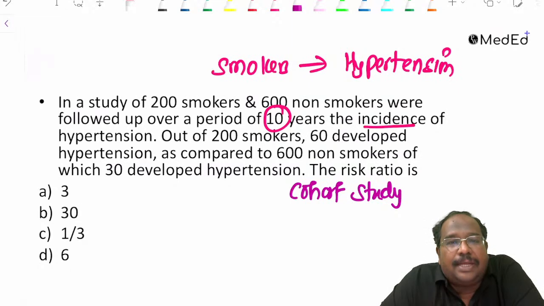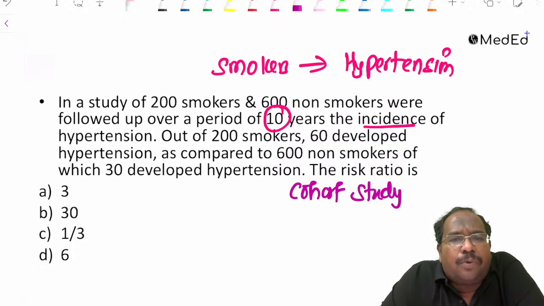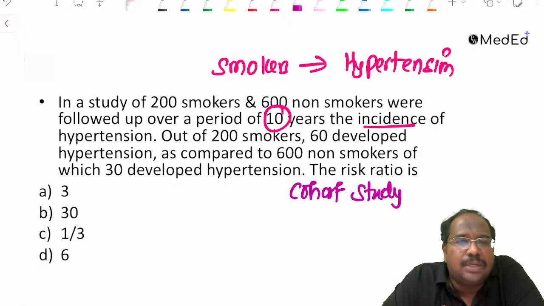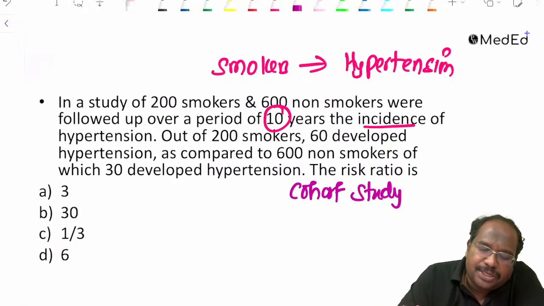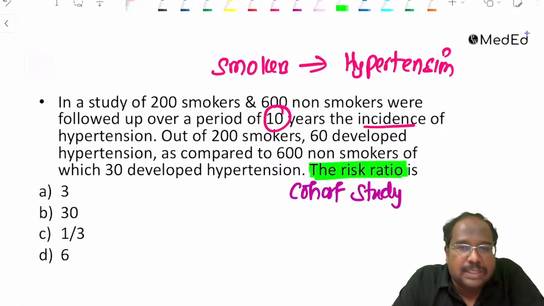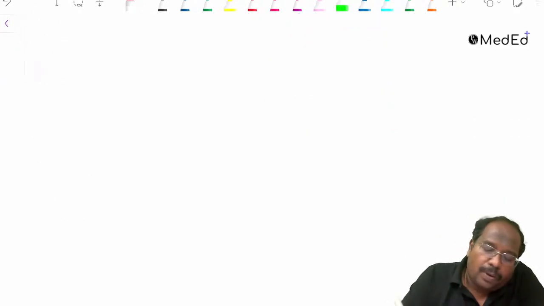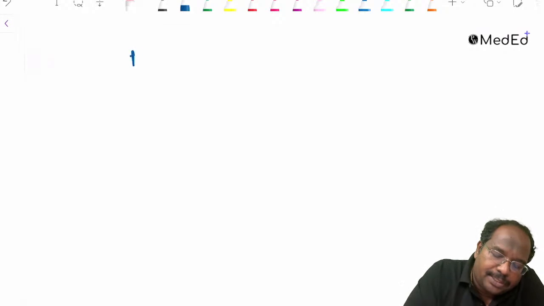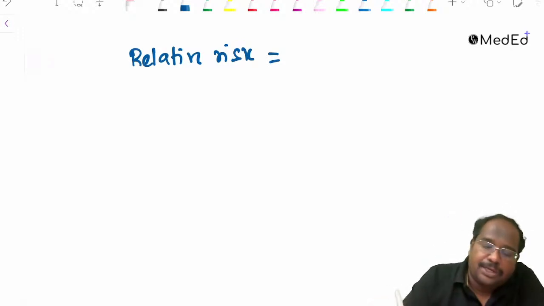So it's a cohort study, so we have two sets of people. Out of 200 smokers, 60 developed hypertension. Out of 600 non-smokers, 30 developed hypertension. The question is, what is risk ratio? We'll see the concept first. Risk ratio means relative risk. Relative risk is also called risk ratio.